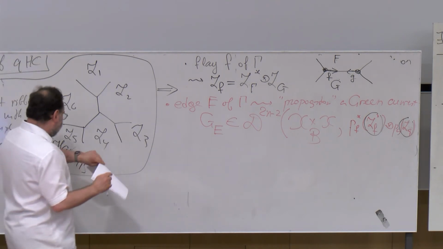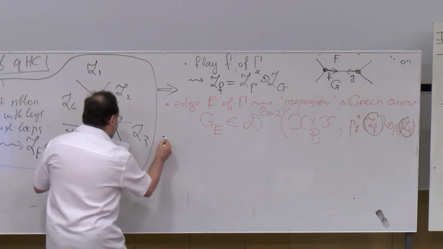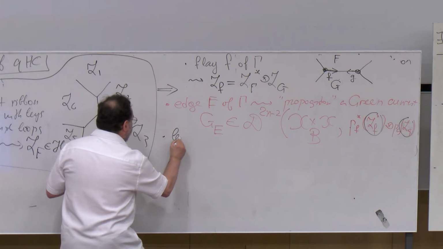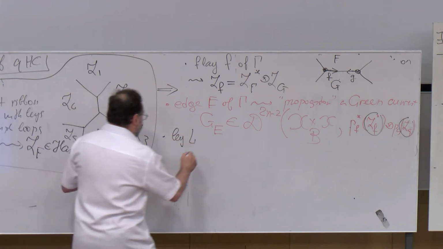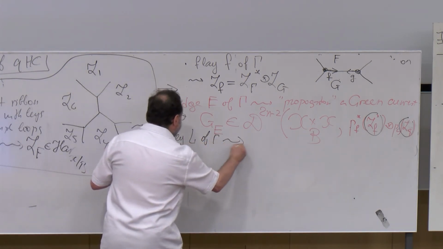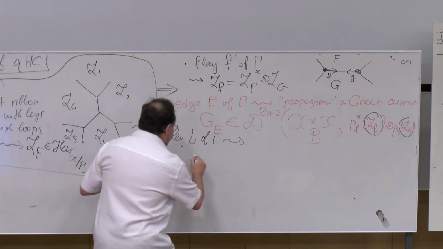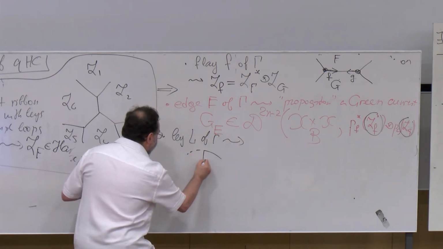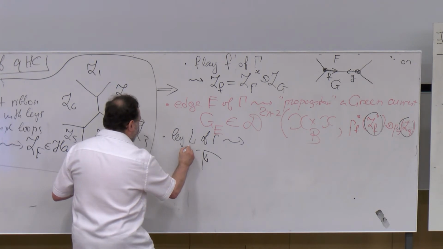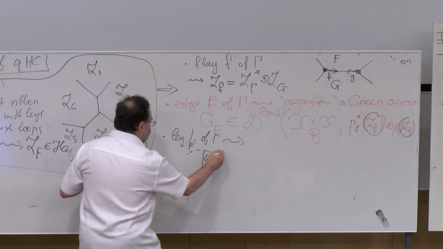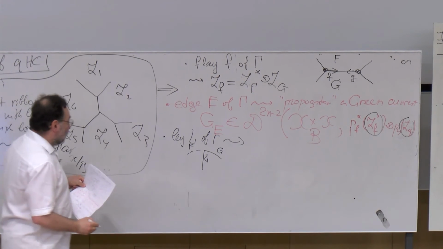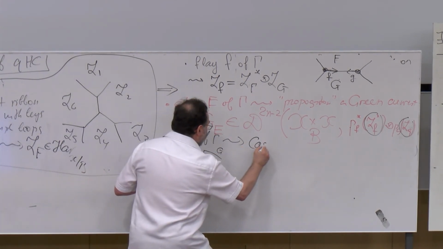Now, I need to give you the construction after all. So if you have a leg L of gamma, then you assign to this some kind of similar data. So what does leg mean? So you have some leg L, and you have some object, which let's say F on the left and G on the right. And so you assign to this what I call a Casimir element.